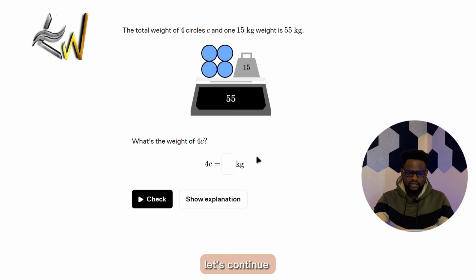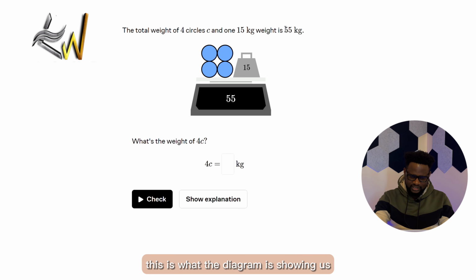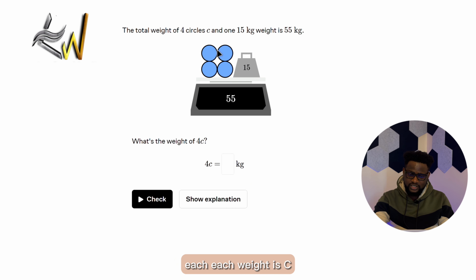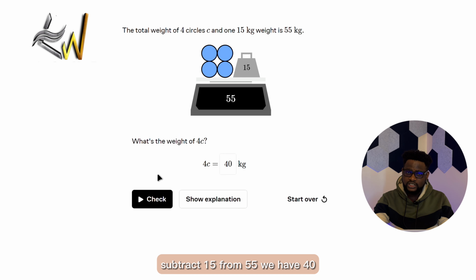Let's continue. The total weight of 4 circles, C, and a 15 kg weight is 55. This is what the diagram is showing us. We have 4 circles here. Each weighs C, so 4 circles is 4C, and the weight of 15 kg is shown. The total gives us 55. Now, what's the weight of 4C? How are we going to do that? We subtract 15 from 55, and we will have 40. So the weight of 4 circles is 40.